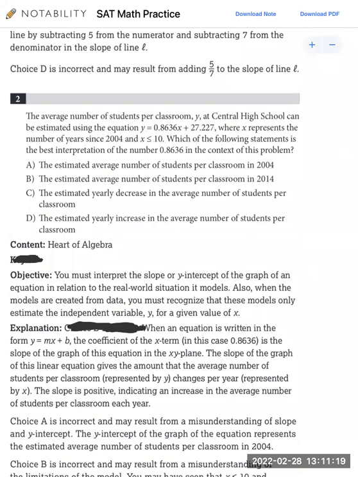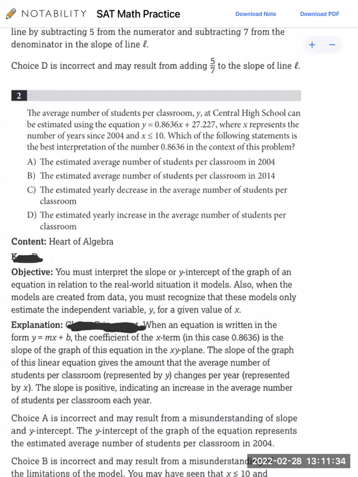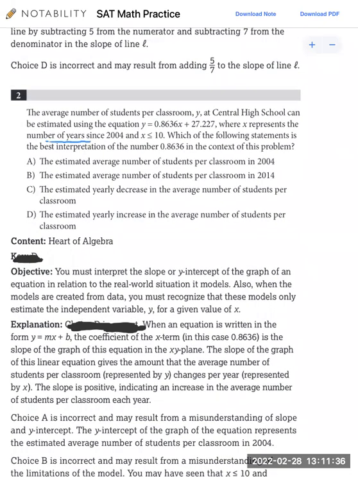So that being said, let's just jump right into number 2. It says the average number of students per classroom Y at the Central High School can be estimated using this equation, where X represents the number of years since 2004. So we know that's what X is, and X is less than or equal to 10. Which of the following statements is the best interpretation of the number 0.8636 in the context of this problem? So we know it's right here, right?